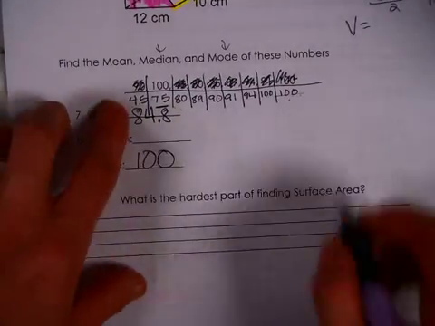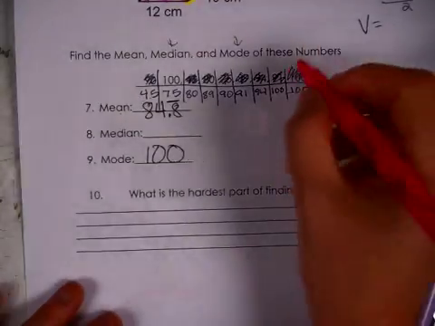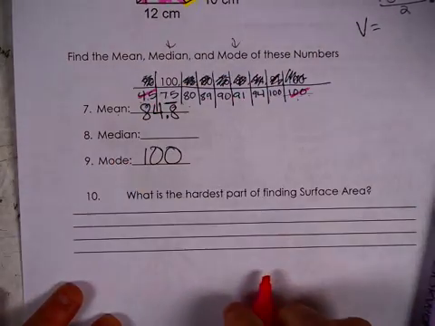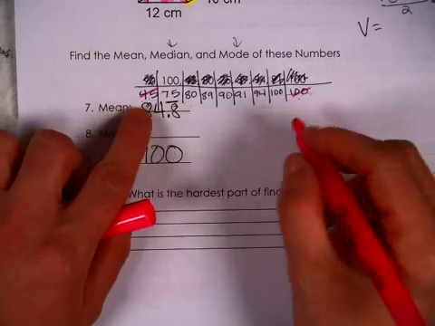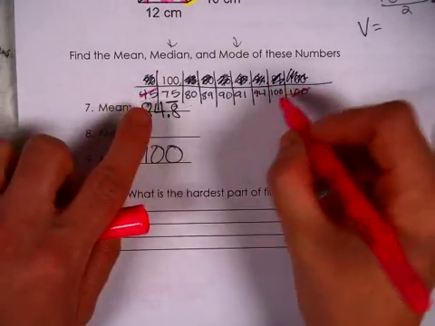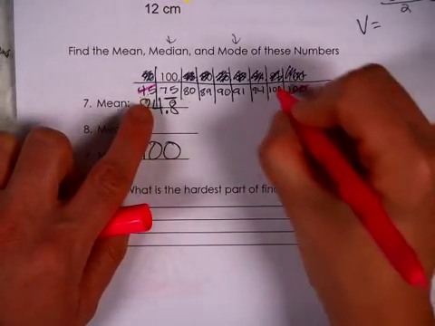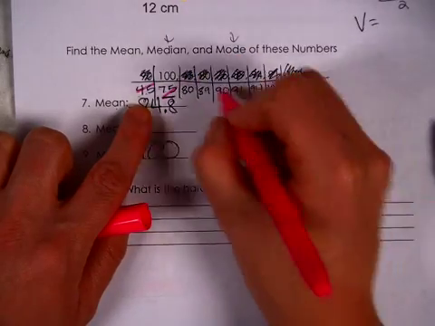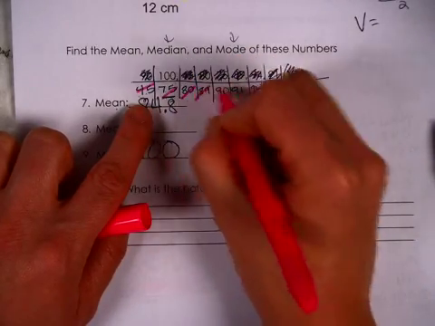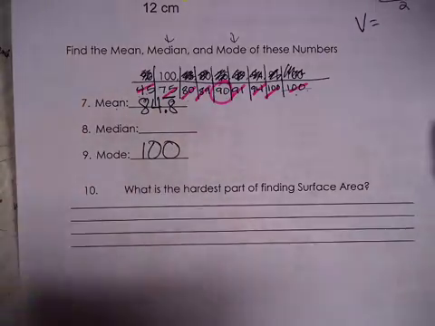Now, median. You can use highlighters, mark them off. There's mark off. You're trying to find the middle number. In this case, it's going to be a clear-cut one because it's an odd number. So those two go away. This one goes away. These two go away. These two go away. And I'm left with 90 in the middle.